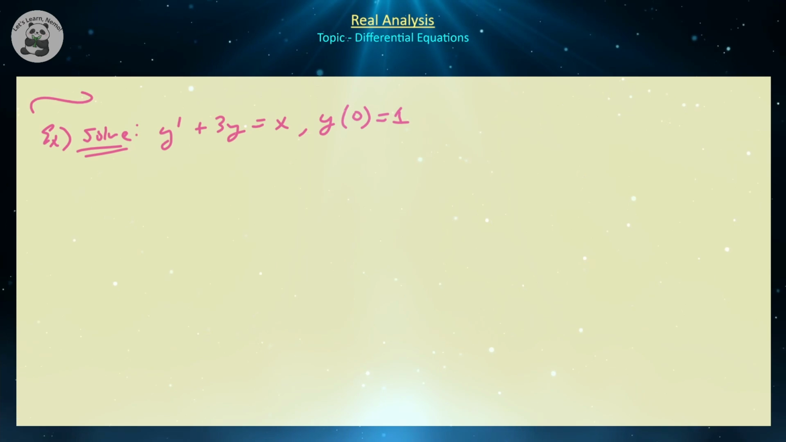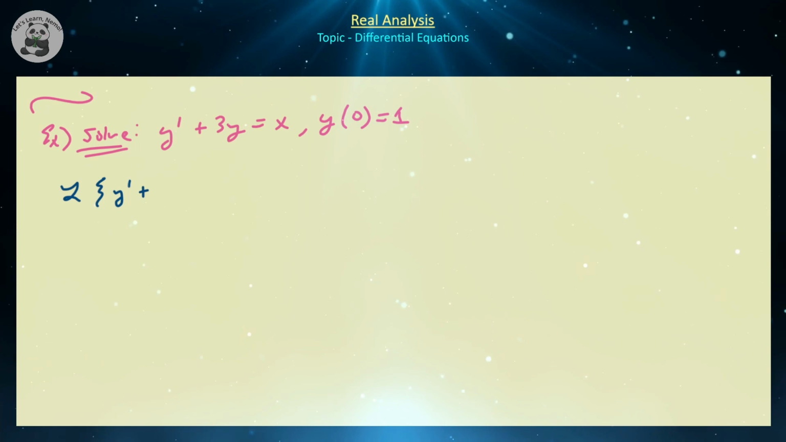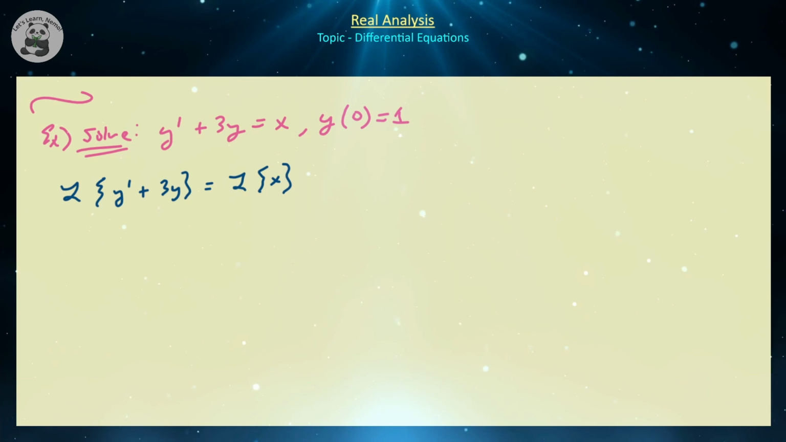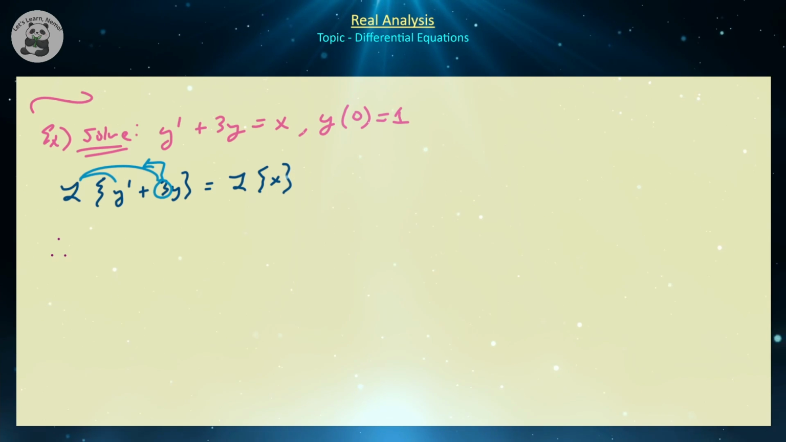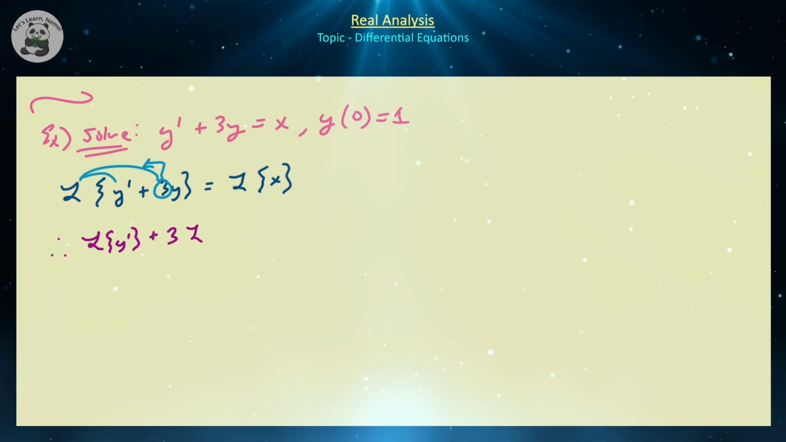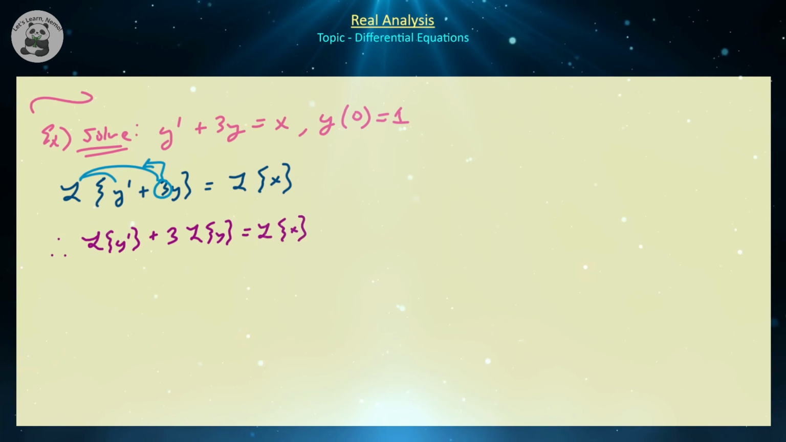What I'm going to do is apply the Laplace transform to both sides of this equation. So we're going to have the Laplace transform of y prime plus 3y equals the Laplace transform of x. One should be able to show that Laplace transforms are linear operators, so we can distribute over addition, and constants can factor out of the Laplace transform because it's just an integral, and integrals are linear. So we're going to have the Laplace transform of y prime plus 3 times the Laplace transform of y, equal to the Laplace transform of x.